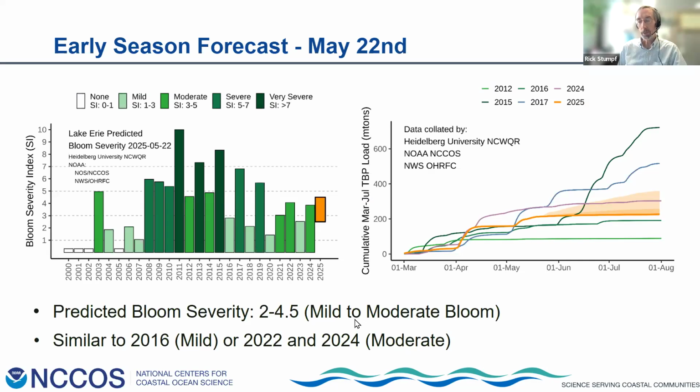We use a forecast model from our Ohio River Forecast Center out in Wilmington, Ohio, for what the river discharge will be for the next two months. So once we're in early May, we have two months of data, and we're looking for another couple of months. Based on the forecasted loads, which you can see on this graph, we have uncertainty in the range, but we're looking at probably between a 2 and a 4.5. That could be between a mild bloom and a moderate bloom, but probably something similar to the last few years.